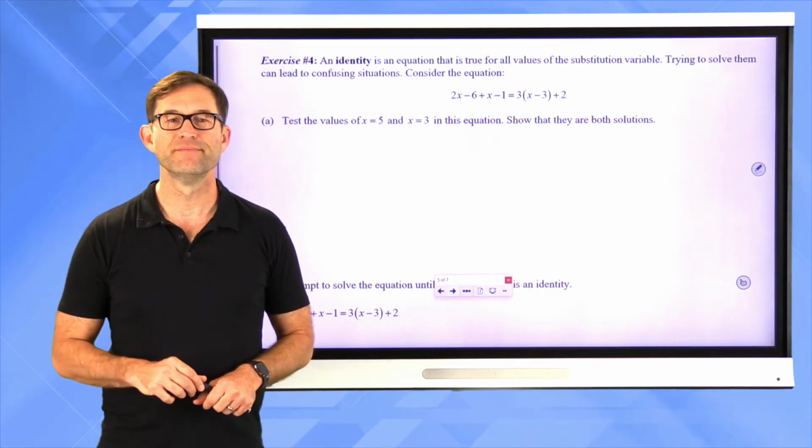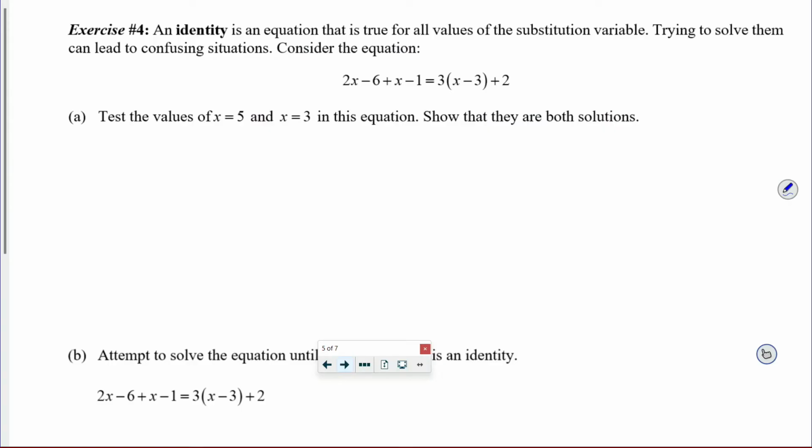Exercise number 4. An identity is an equation that is true for all values of the substitution variable. And that's just a fancy term for saying the variable that's in the equation. Trying to solve them can lead to confusing situations. Consider the equation 2x minus 6 plus x minus 1 is equal to 3 times the quantity x minus 3 plus 2. Letter A. Test the values of x equals 5 and x equals 3 in this equation. Show that they are both solutions.